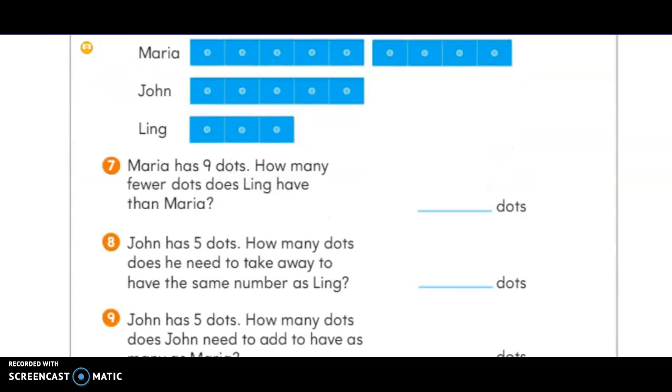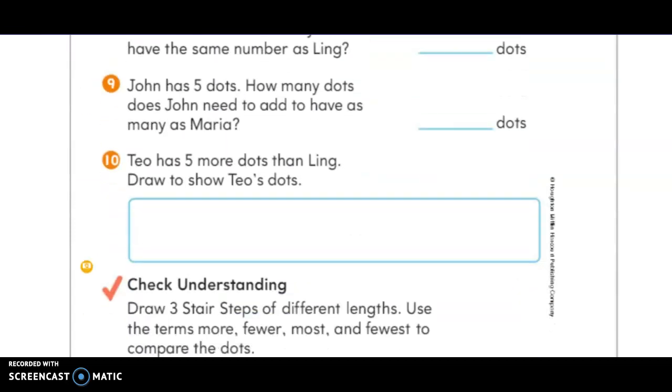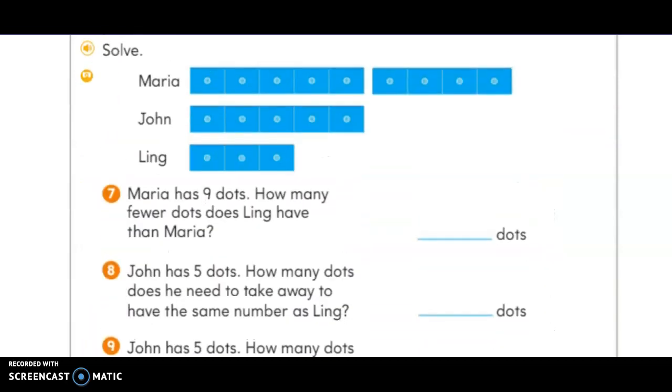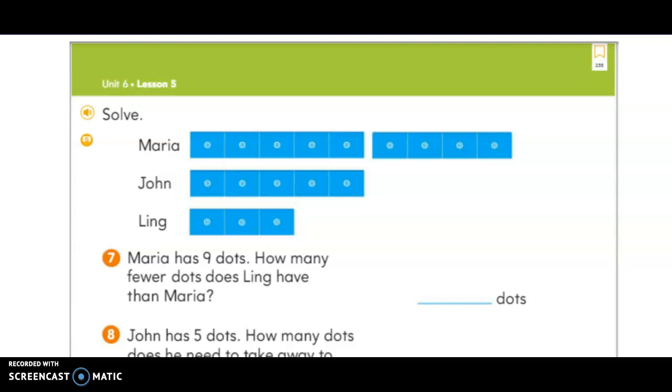All right, let's go to your workbook page. This is kind of similar to that activity. So this is 258, just on the back side of the one that we were just working on. I can see here that we have Maria, John, and Ling. And we have to look at this data and answer the question that it asks.